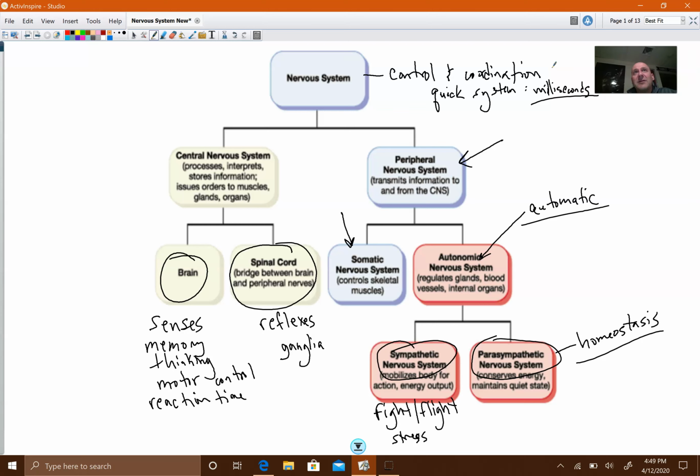Long range, slow kind of control and coordination system would be more like your endocrine system, which uses hormones to do long range cell communication over long distances. And that is a very slow system that could take hours or days or even months to control and coordinate action. Your nervous system is much faster.